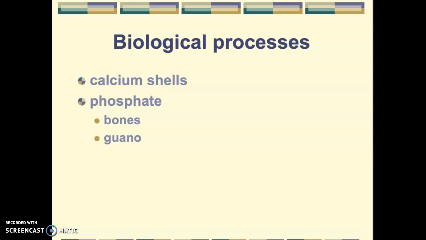Animal excrement is typically rich in phosphorus, and so we get phosphate deposits from bird guano and bat guano. We can also get phosphate deposits from bones. Your bones are made of calcium phosphate instead of calcium carbonate. So if you get a lot of those bones in a collection in an area, then you can get some phosphate deposits.